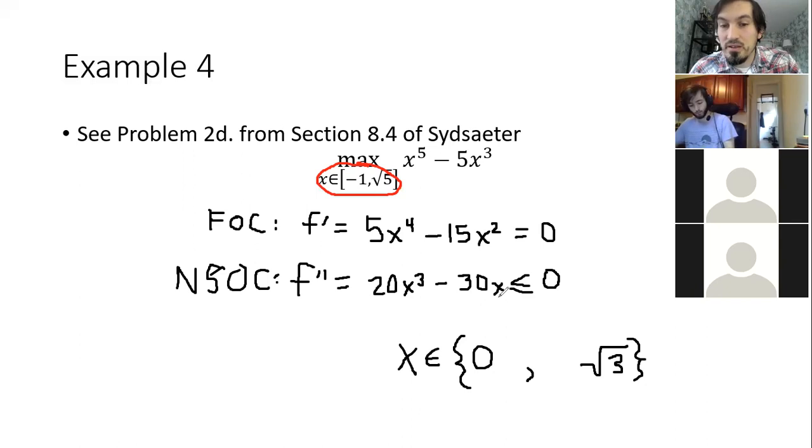What happens if I plug 0 in there? Does it satisfy it? Yeah, I think so. 0 minus 0 is less than or equal to 0. So I'm going to give a green check to that. That actually did satisfy it, if I'm looking at it correctly.